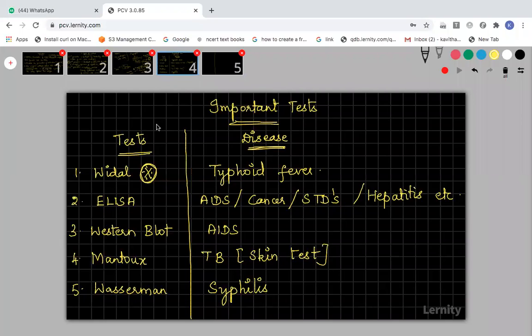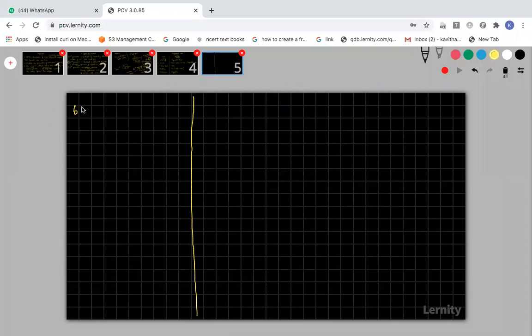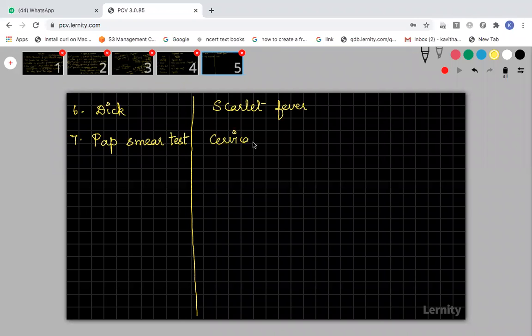So up to 5. Then the sixth one is Dick test. The Dick test is used for scarlet fever. It is one type of fungal disease. Okay. So then ELISA, I told you. Then Pap smear test. This I already discussed in your diseases part. Can you guess for what? Pap smear test is done for cervical cancer. It is for diagnosing cervical cancer.